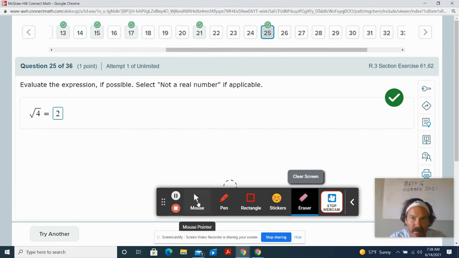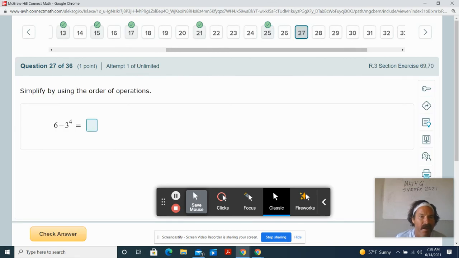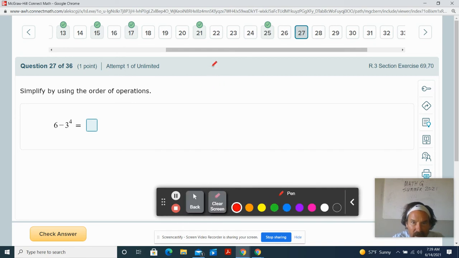27. Okay. 27 talks about using the order of operations. So the order of operations is the way we do a math problem that has a combination of signs like add, subtract, multiply, divide, exponents. And there's a little acronym that we could use. You guys might have heard it before. It's called PEMDAS.